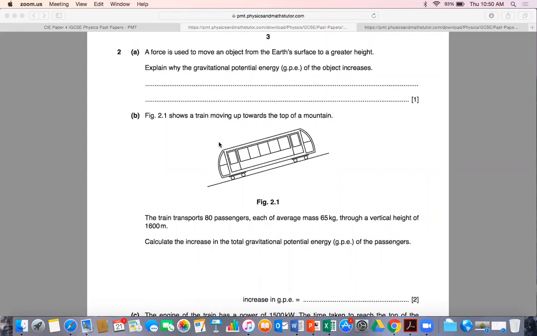So 80 times 65 times 10 times 1,600 is equal to 83,200,000. Change it to 8.32 times 10 to the power of 7. So how do you change it? We will look at this in another chapter, standard form. Oh, okay.